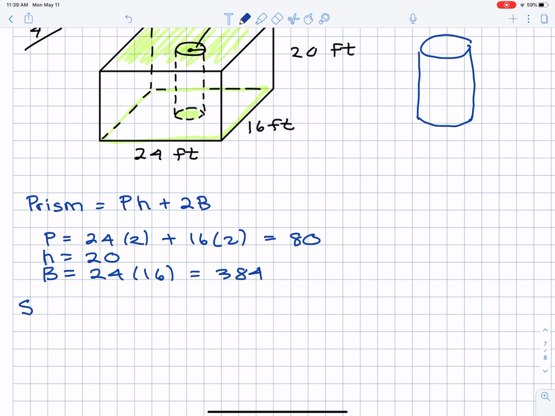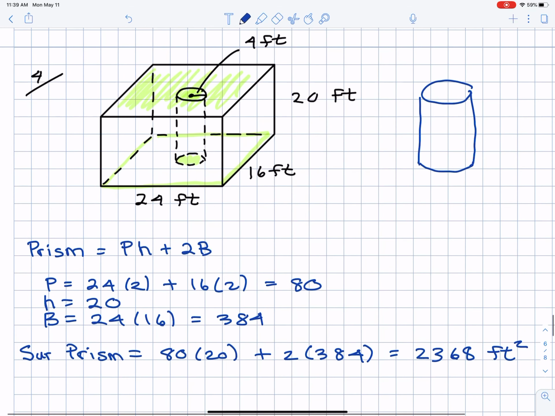So if I want to go find the total surface area of the prism, I'm going to say surface area prism for short, is going to be our perimeter, which is 80, times our height, which is 20, plus our two bases, 2 times 384. And I get 2,368 feet squared. Okay, that's the surface area of our prism.